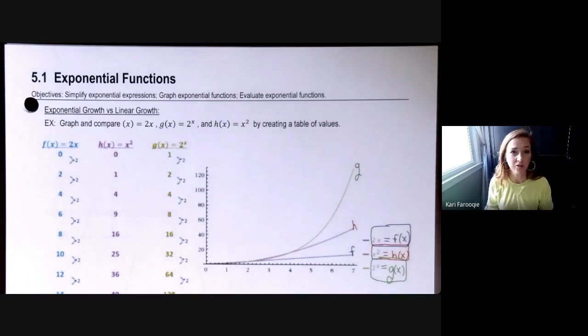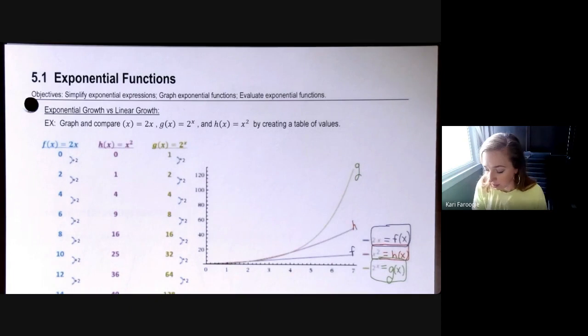So let's talk about exponential functions. Today we're going to simplify them, we're going to graph them, and we're going to evaluate them. I'm not as keen on the graphing, although I do think a lot of times when we're trying to find function values, it's really good that we have an understanding of what the graph looks like. So we will touch on it a bit.